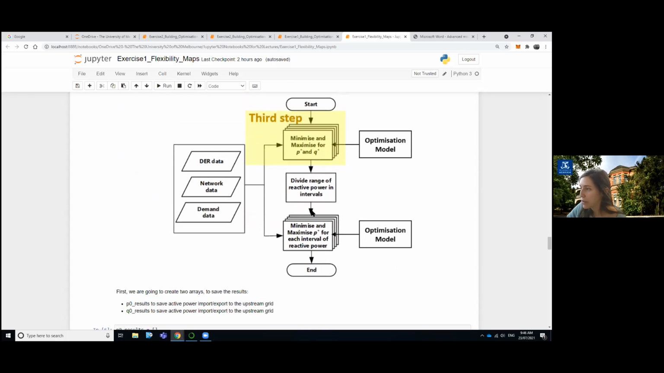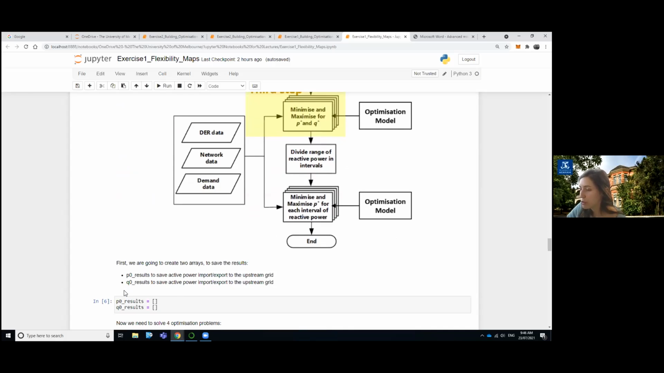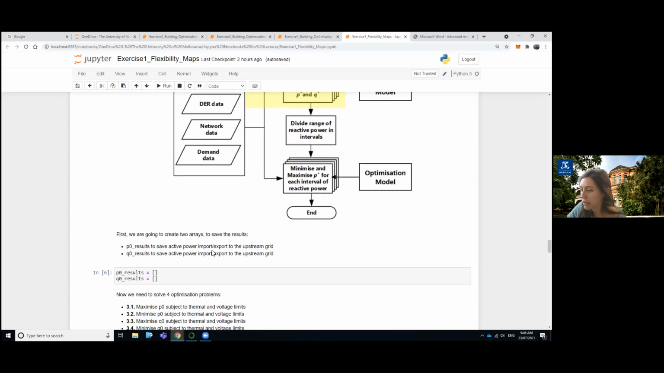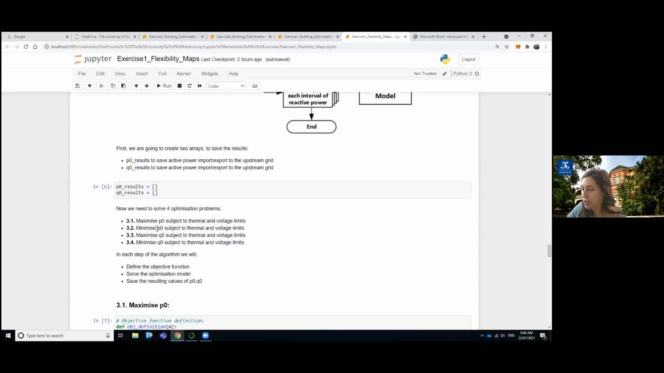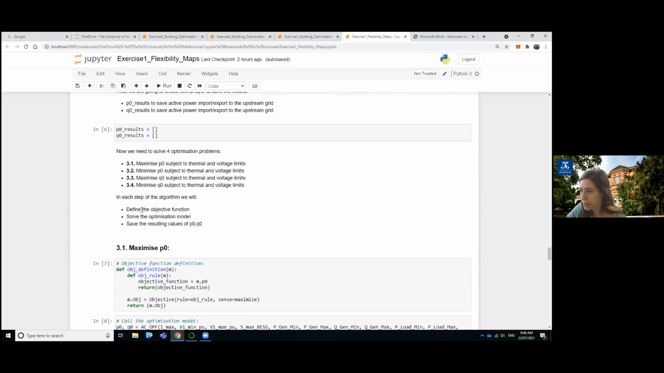So we're going to start by creating objects to save the results, P0 and Q0, which will be the values that will allow us to build the flexibility maps. And we need to solve 4 optimization problems: maximize P0, minimize P0, maximize Q0, and minimize Q0. And of course, we're interested in having these values subject to thermal and voltage limits to get the nodal operating envelopes and to start building flexibility maps.